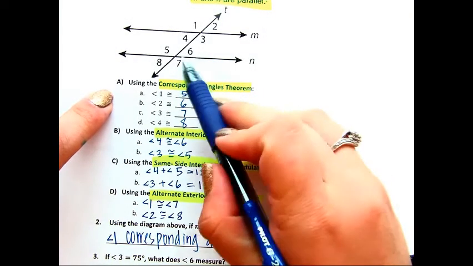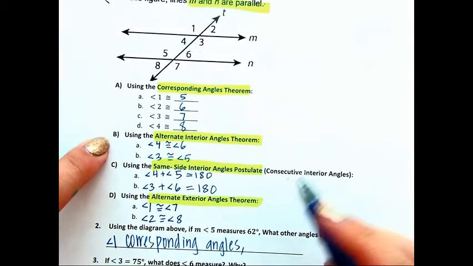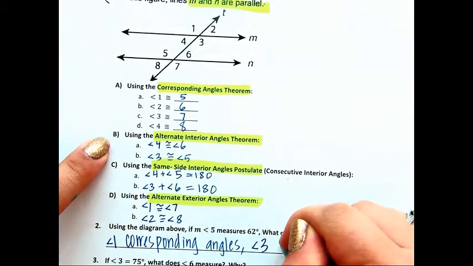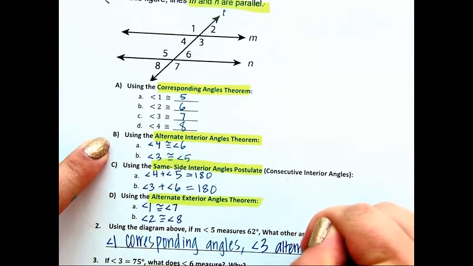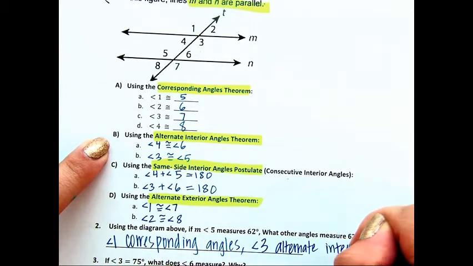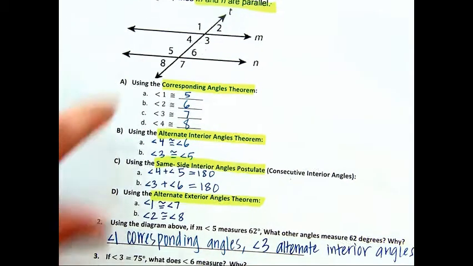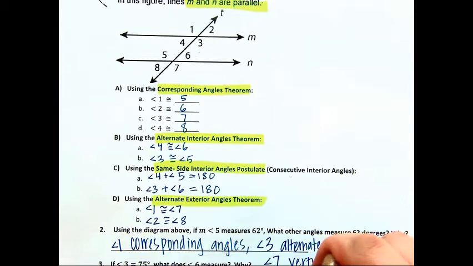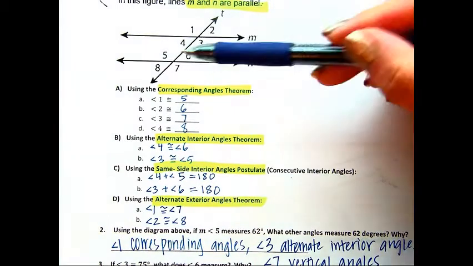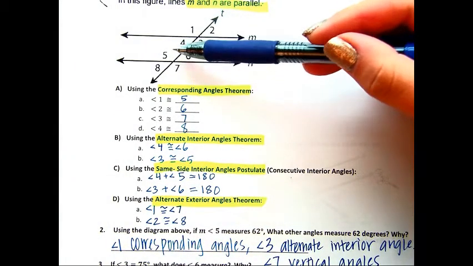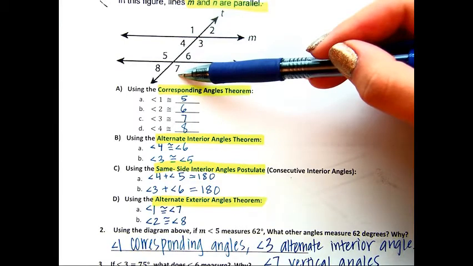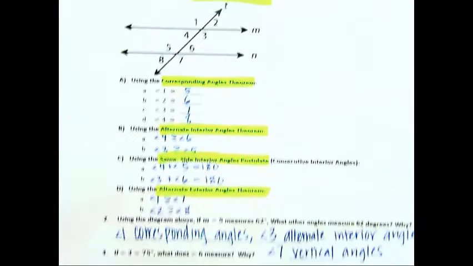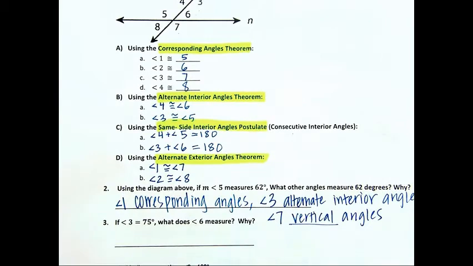And 5 and 3 were also congruent to each other by alternate interior angles. So we're going to say angle 3, by alternate interior angles. And angle 5 is also congruent to angle 7, but this is because of vertical angles. If you remember, vertical angles are angles that are opposites of each other. So 5 and 7 are opposite angles. Vertical angles are congruent, so angle 7 will also be congruent to angle 5.